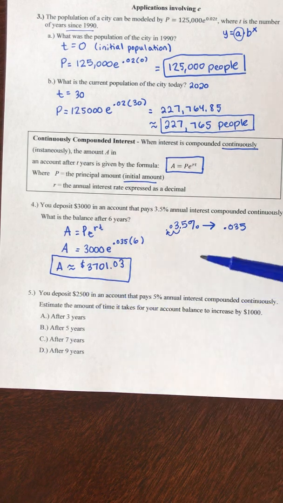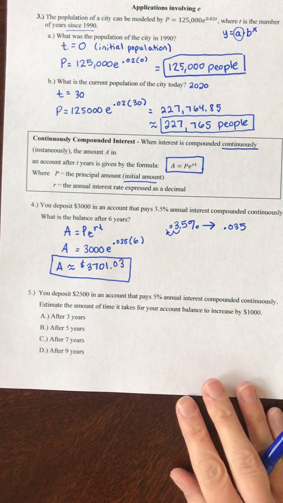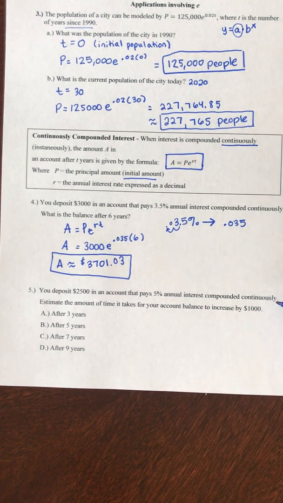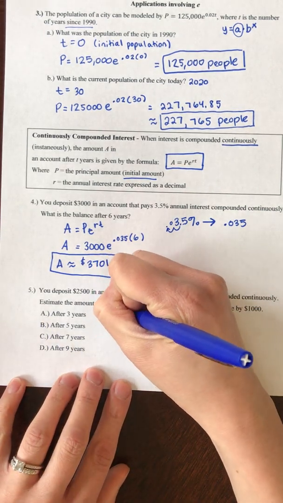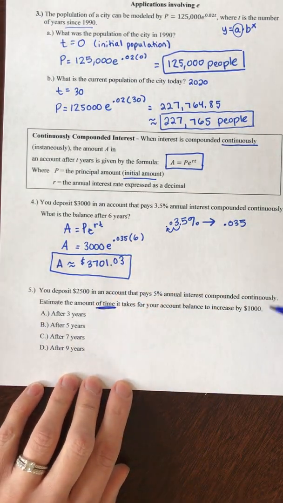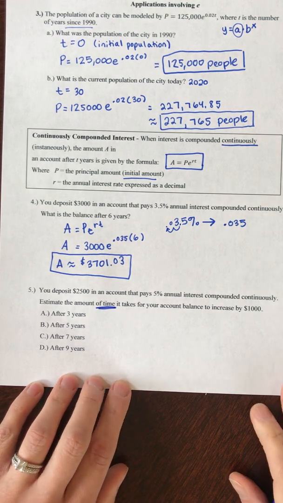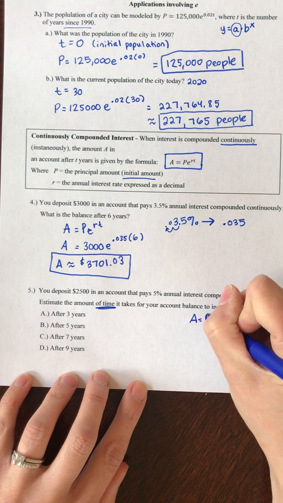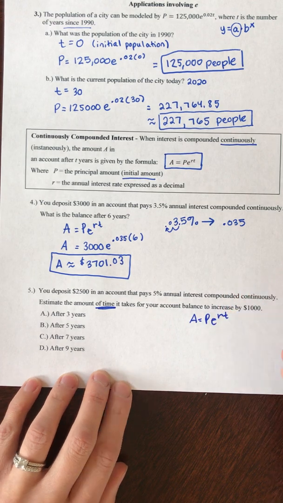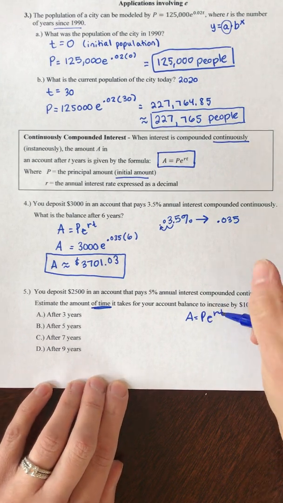So let's say you deposit $2,500 into an account. It pays 5% annual interest, compounded continuously. So I know I'm going to use this PERT formula. This time I want you to estimate the amount of time it takes for your account to increase by $1,000. All right, so here's my formula, A equals P e to the RT. Okay, and this time I want to know time.